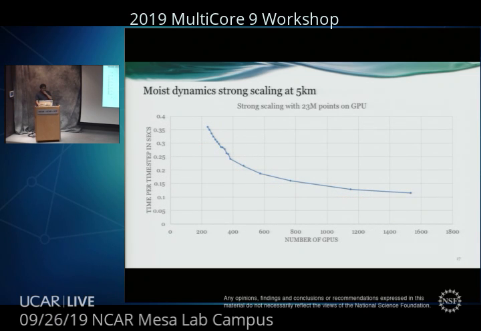So this is the strong scaling graph of moist dynamics at a 5 kilometer resolution, which has 23 million data points in it. Here I don't have any comparison between CPU and GPU. I just have the data for GPU here. Here we are using up to 1500 GPUs on Summit. This was achieved very recently, so one of the reasons we didn't have enough time to do it on CPU, so we don't have the comparison yet.